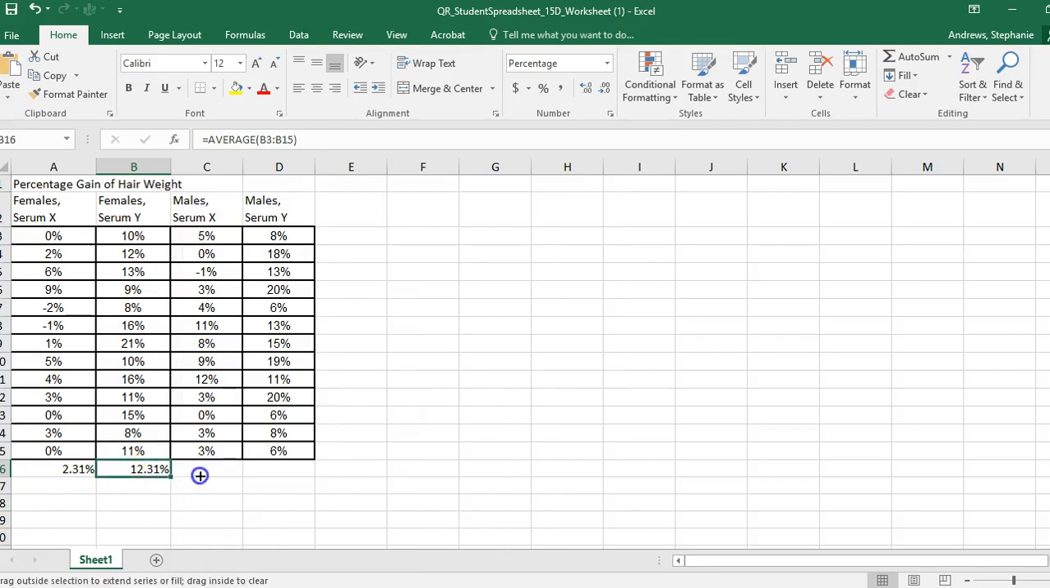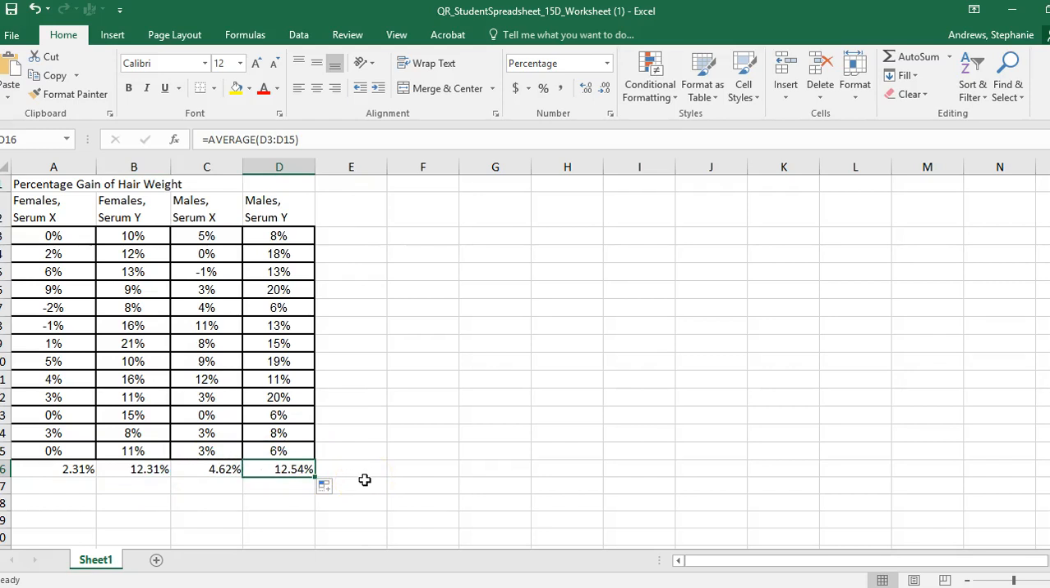Now I'm going to see if I can drag this across and see if it'll let me do it, and yes, it does. So now we have the percentages for the average growth, and some of them had loss, of use for females and males using the serum X and serum Y. Part F says, based on the averages, which serum is more effective? For the females, it is serum Y, and for the males, it is serum Y.